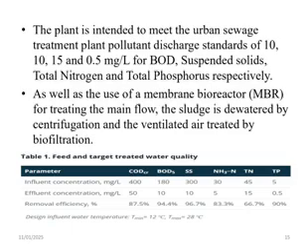As we saw in the previous slide, the plant has a very large amount of filtration capacity. This plant is intended to meet the urban sewage pollutant discharge standards of 10 mg per liter for BOD, 10 mg per liter for suspended solids, 15 mg per liter for total nitrogen, and 0.5 mg per liter for total phosphorus, as well as the use of a membrane bioreactor for treating the main flow. The sludge is dewatered by centrifugation and the ventilated air is treated by biofiltration as well.